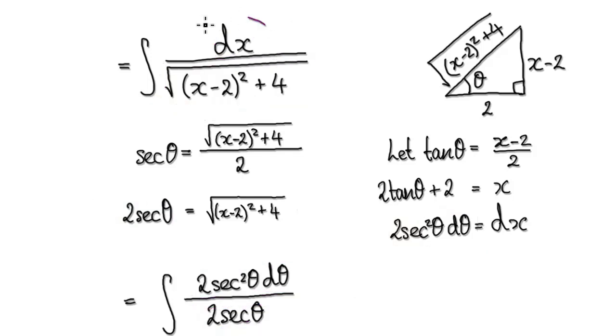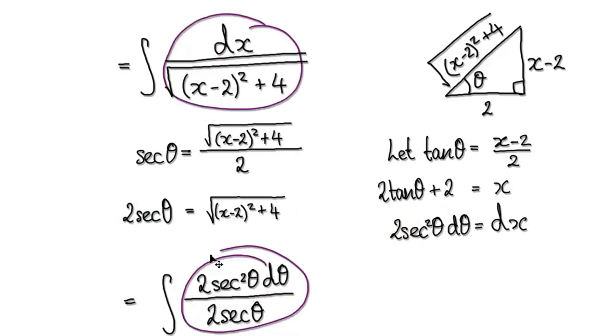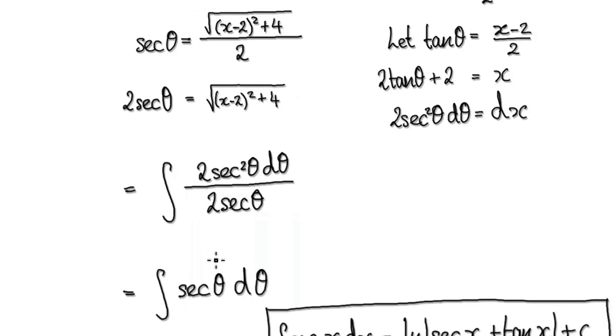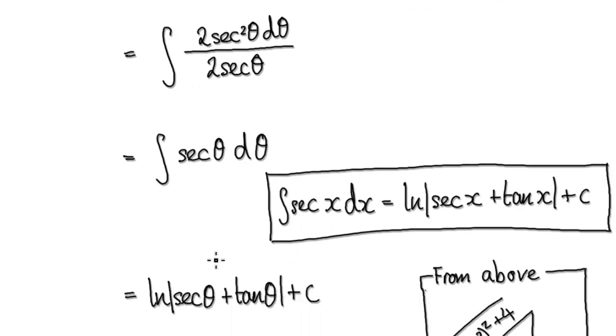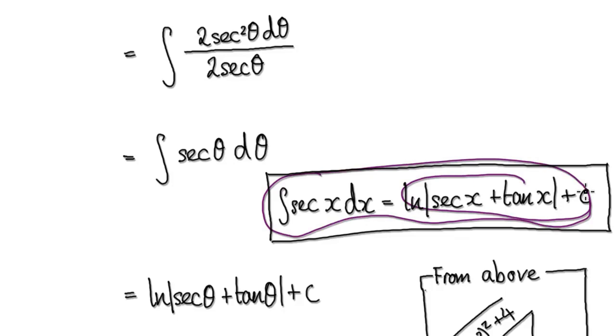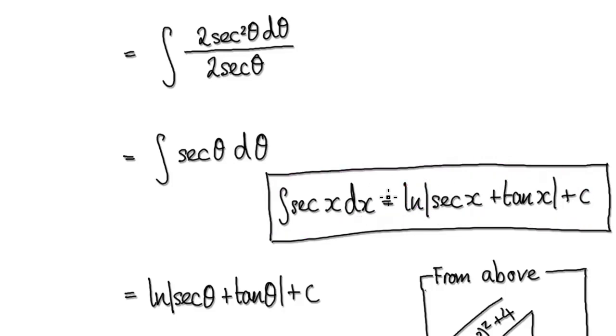So this whole thing here will then become this. Tidy this up. The two 2's will cancel each other out, and then you've got one secant left. That will then give you this. And we've integrated this many times. I'm expecting you by now to know that when you integrate secant of x, it will give you this whole thing here. We've done this many times, so I'm expecting you to be able to do this. So integrate this. That will then give us this.